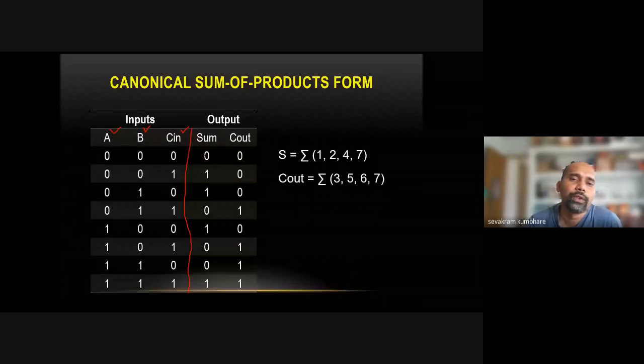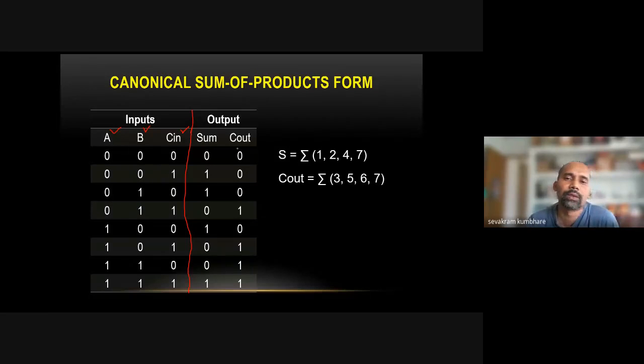So the output will be like this, sum and carry. 0 plus 0 plus 0 is 0 and there will be no carry. 0 plus 0 plus 1 is 1, there will be no carry. 0 plus 1 plus 0 is 1, there is no carry. 0 plus 1 plus 1 is 0 and there will be a carry. Then 1 plus 0 plus 0 is 1, there will be no carry. 1 plus 0 plus 1 is 0 and a carry will be there. 1 plus 1 plus 0 is 0, carry will be there. 1 plus 1 plus 1 is 1, carry will be there.